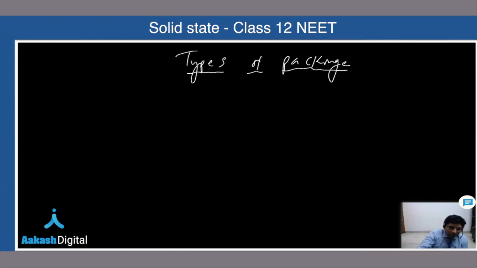Now, first, in one dimension. One dimension means there are three types of dimensions: x-axis, y-axis, and z-axis.